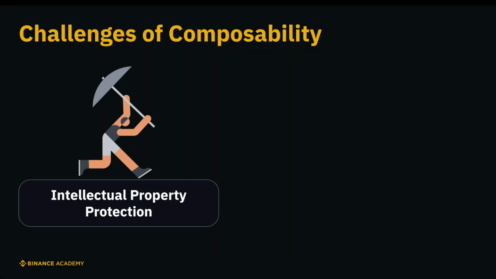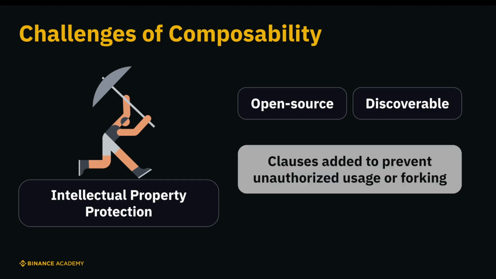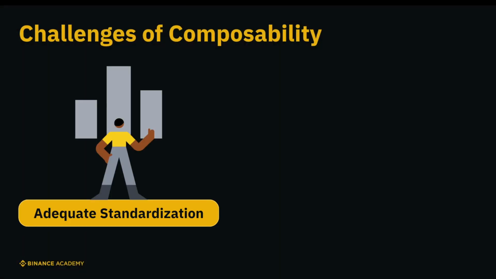Another potential challenge is related to intellectual property protection. Smart contracts are open source and discoverable, which makes composability possible. But there are signs that this might change. Some smart contracts have added clauses into their code to prevent unauthorized usage or forking. If more smart contracts add such a clause, it could compromise the discoverability of smart contracts.